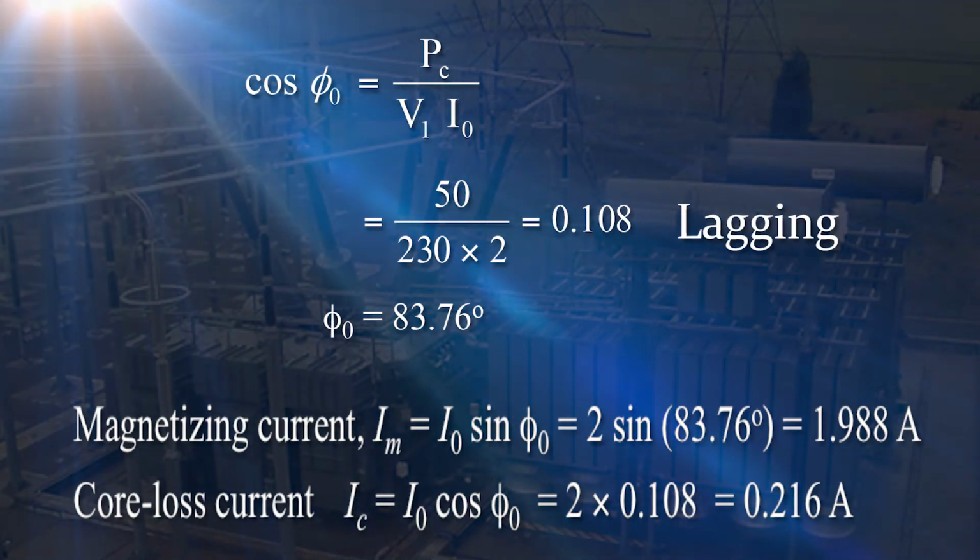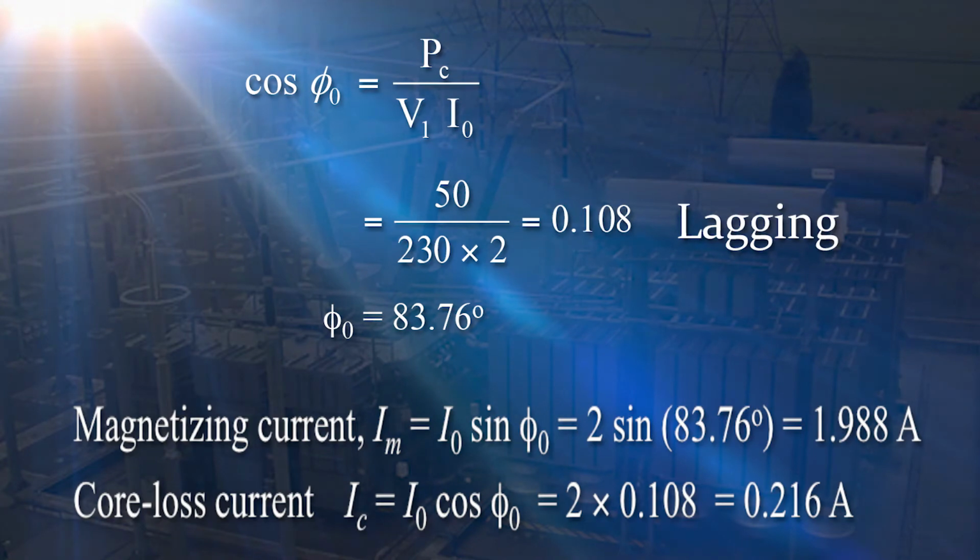The value of I naught is 2, and the value of sin phi naught is sin 83.76. Just solve with the calculator, and after putting the values, the magnetizing current comes 1.988 ampere. Similarly, you can also calculate the core loss current. Core loss current, that is IC, can be written as I naught cos phi naught.